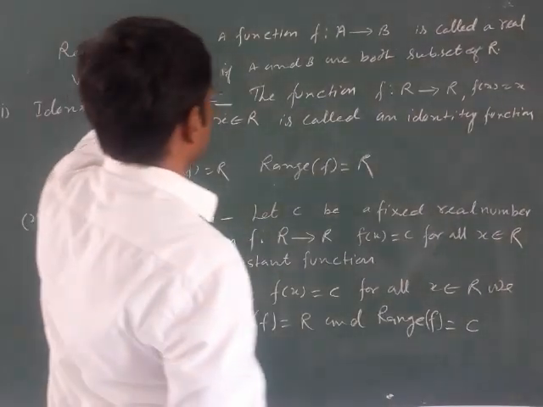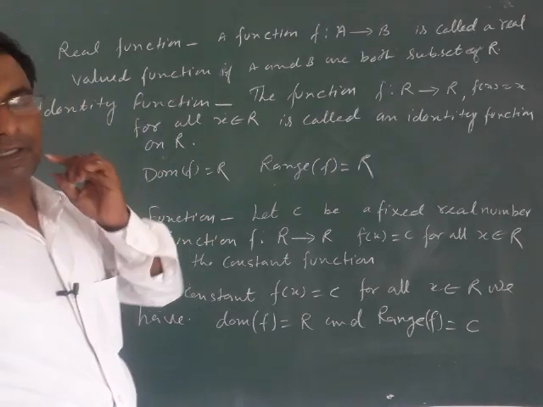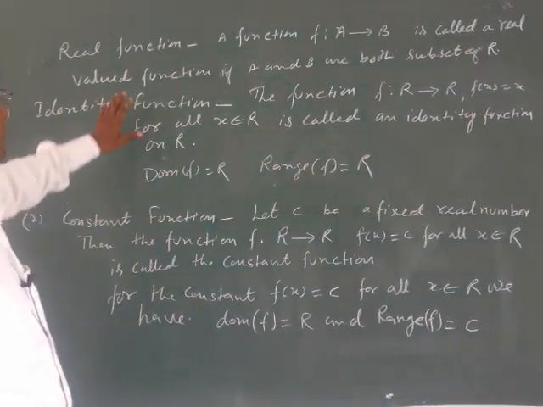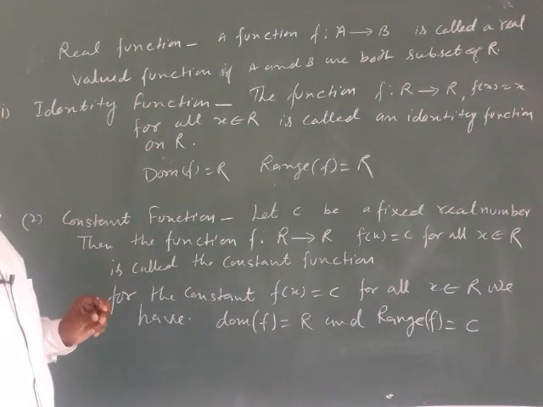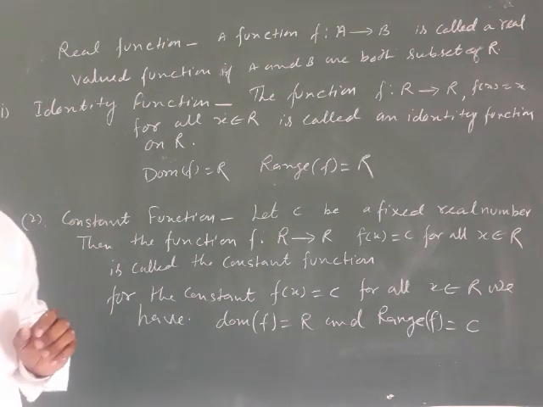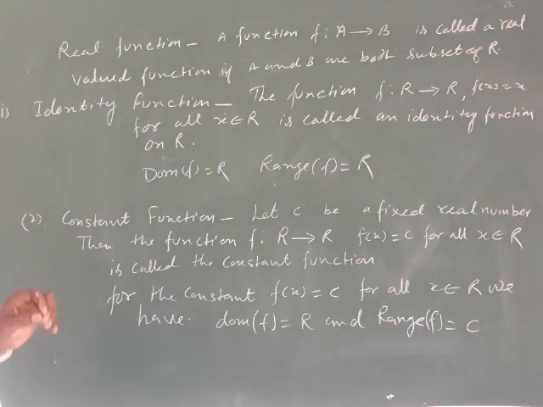Real function. A function F from A to B is called real valued if A and B are both subsets of R. Types of function. There are many types of function.